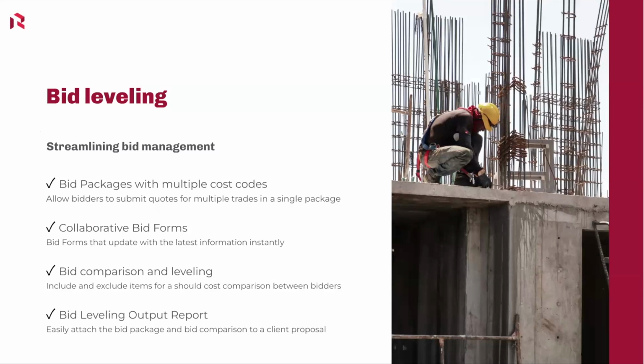So this is where your subcontractors or suppliers can go ahead and fill out the bid form, and immediately you'll see that translate into your bid package. So you can instantly move on to the bid comparison and leveling, which include and exclude items for a should cost comparison between bidders. And lastly, we have the bid leveling output report.